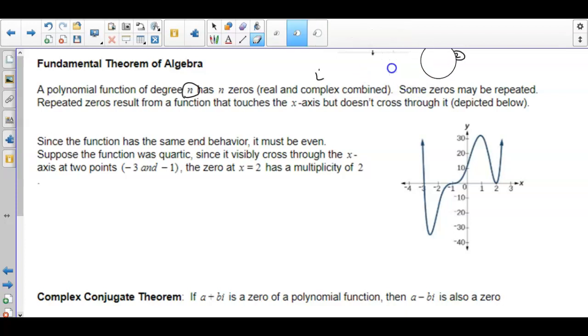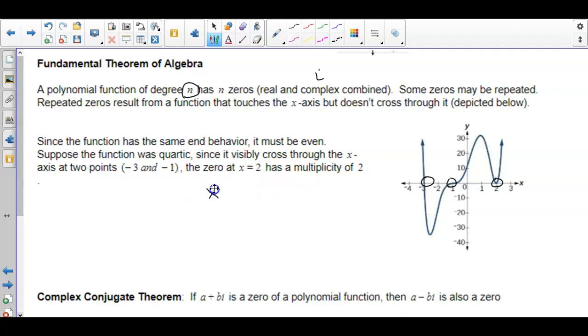So the new concept with this as well is that some zeros can be repeated. We call this the multiplicity, and we'll get into that in this picture below. That would result when a graph touches but does not cross the x-axis. So I've got a graph here to the right, and just to show you, this graph crosses the x-axis visually at -3, at -1, and then it crosses the x-axis at 2 as well.